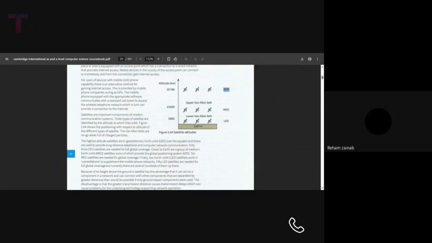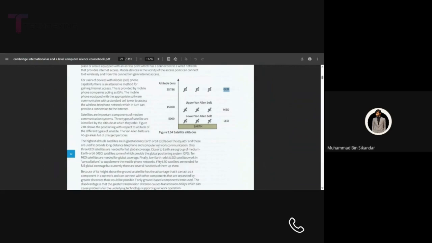GEO, geostationary Earth orbit. It's basically a huge network of satellites, maybe 1,000, maybe 100, I don't know the exact number. They surround the Earth and they are static in their place.